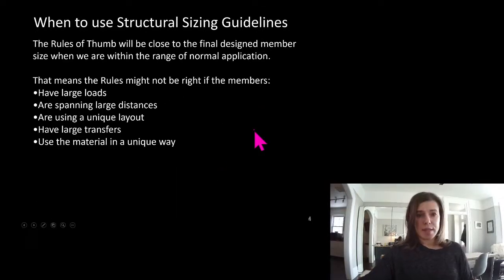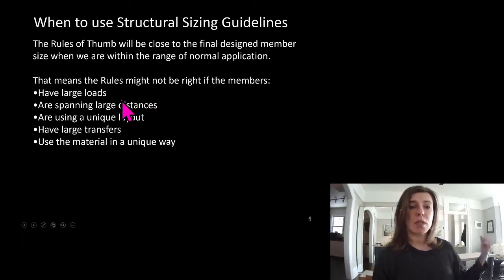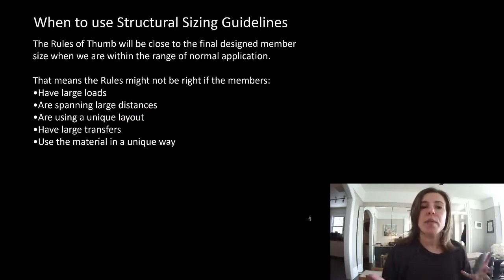So I've talked about some of this already. So when to use structural sizing guidelines? The rules of thumb will be close to the final designed member size when we are within the range of normal applications. This means that they might not apply if there's really high loads. I gave the example with the table. If the table is doing something more than a normal table is meant to do, well, maybe the sizing guideline doesn't apply. If we're spanning really far distances, so things outside of the norm of our material.